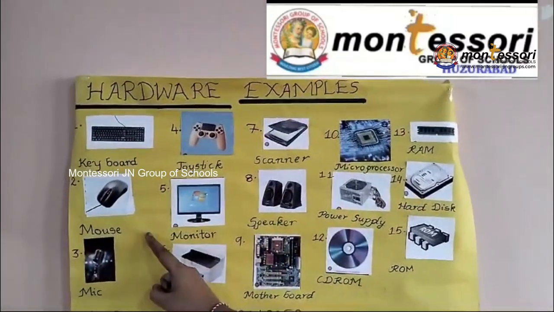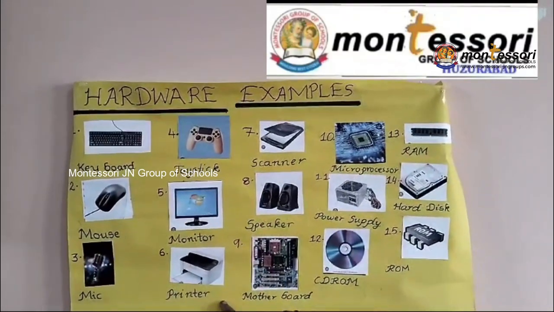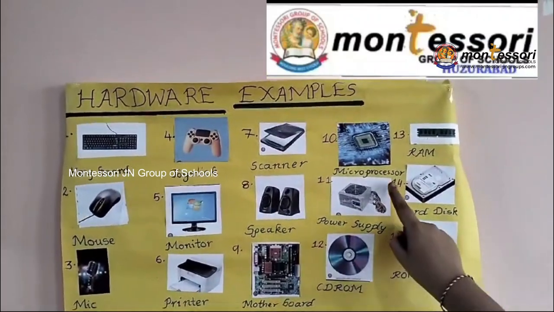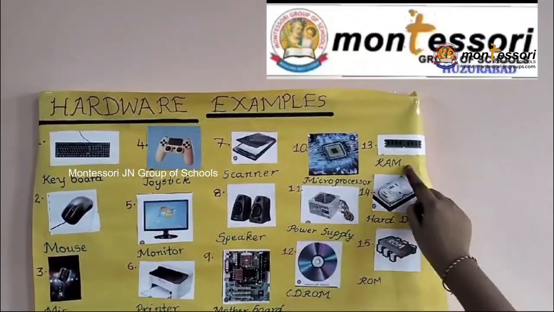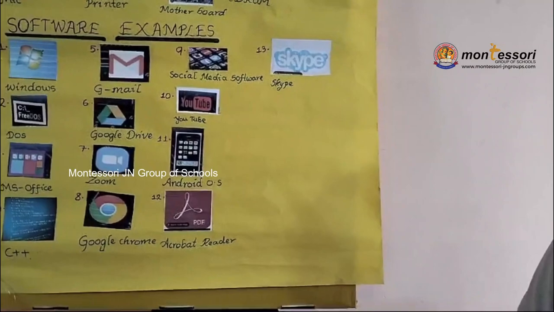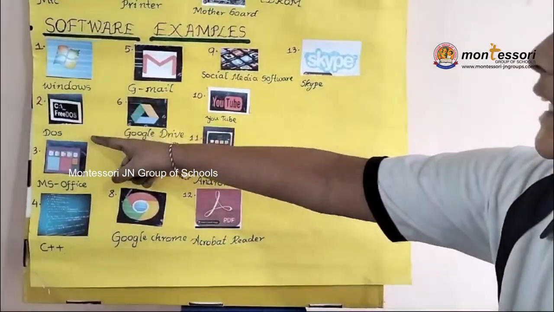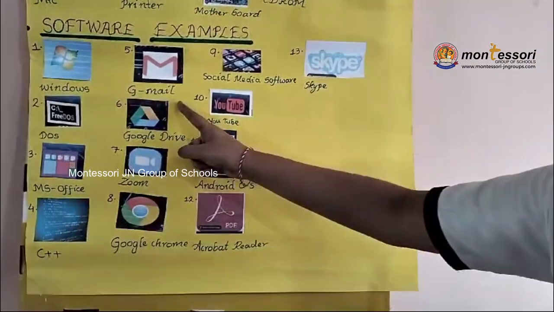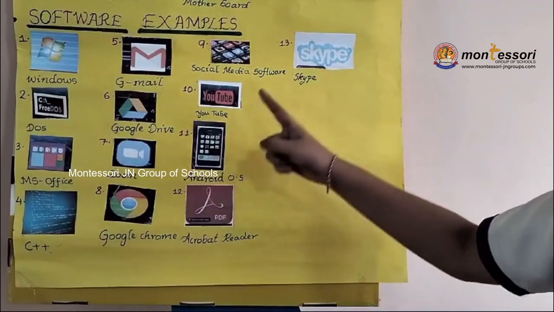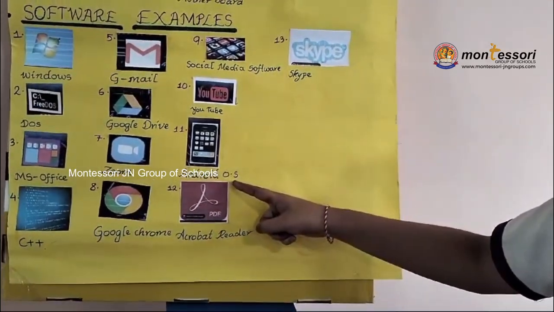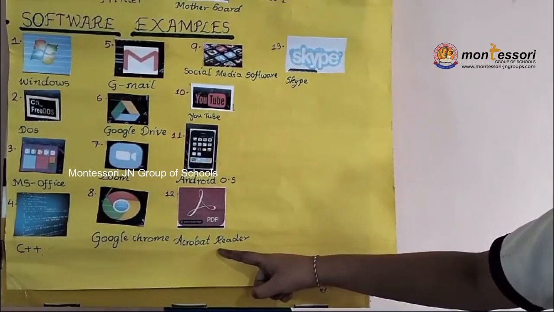Hardware examples: keyboard, mouse, mic, joystick, monitor, printer, scanner, speaker, motherboard, microprocessor, power supply, CD-ROM, RAM, hard disk, ROM. Software: a set of instructions that are given to the computer to perform some specific task is called software or program. Software instructs the computer what to do and how to do. Software examples: Windows, DOS, MS Office, C++, Gmail, Google Drive, Zoom, Google Chrome, social media software, YouTube, Android operating system, Acrobat Reader, Skype.